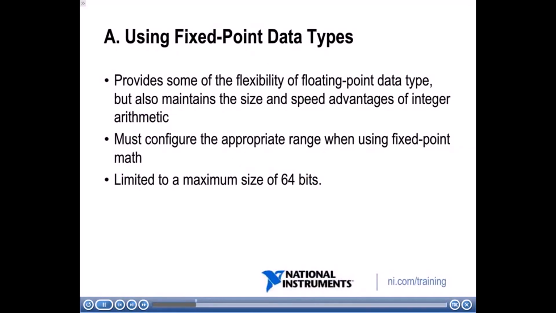So now we're going to talk about using fixed point data types. What's so good about fixed point data types? Well, they provide some of the flexibility of floating point data types, but they also maintain the size and speed advantages of integer arithmetic. What that means is it's going to allow us some flexibility to get something close to floating point calculations, but because of the size and speed advantages, it's going to take up a lot less space on your FPGA. When you're using fixed point data, you're going to need to configure the appropriate range when you're doing math and using the data types, and we'll talk about this more in later slides. Also, one thing to be aware of is the fixed point data type is limited to a maximum size of 64 bits.